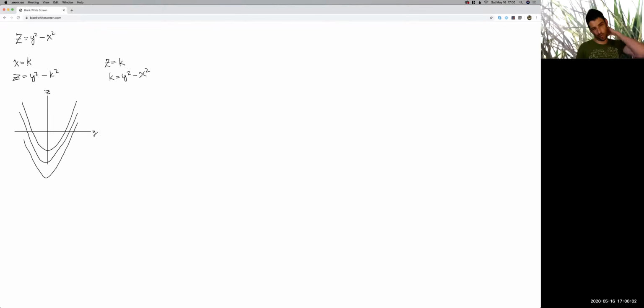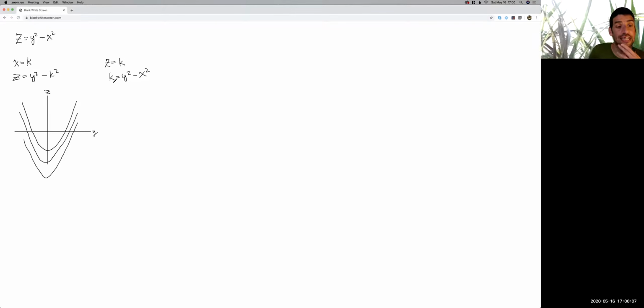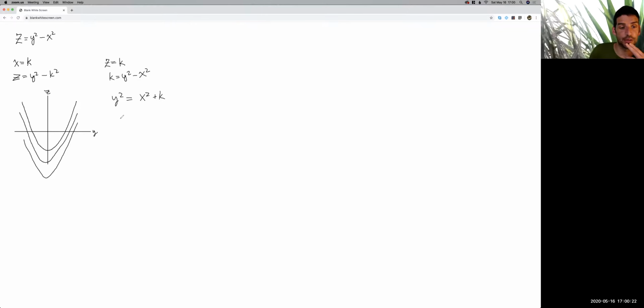Let's think for a second about what this might look like if you don't recognize what this kind of equation is. Again, k represents a number here, so for each fixed number, I want to come up with the shape of this thing. So let's maybe solve this and look at it in an easier way to see it. Y squared equals x squared plus k, which means y is equal to the square root of x squared plus k, or y is equal to the negative square root of x squared plus k.